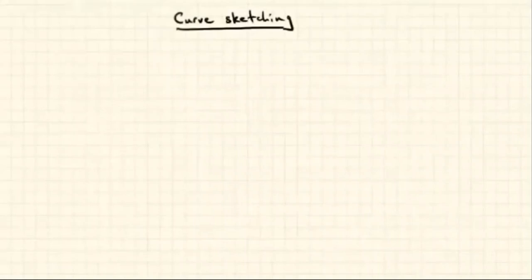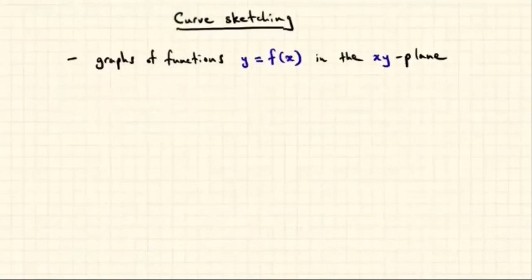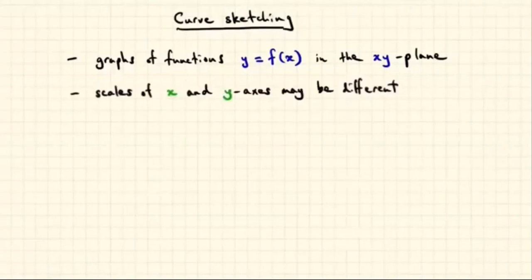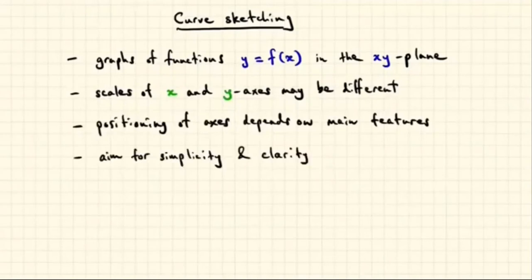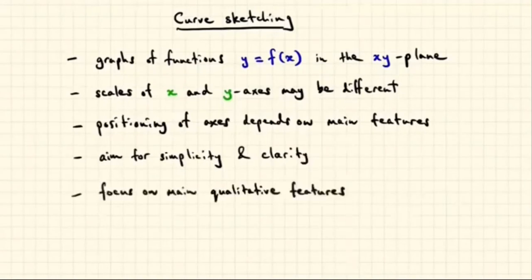We begin by making some general remarks about curve sketching, by which we mean more specifically sketching or drawing the graph of the function y equals f(x) in the xy plane. The scales of the x and y axes don't need to be the same, and the axes are positioned on the page depending on where the important features of the graph will appear. Always aim for simplicity and clarity, and focus on the main qualitative features. Extra details such as coordinates of points can be added depending on the requirements of any particular problem.